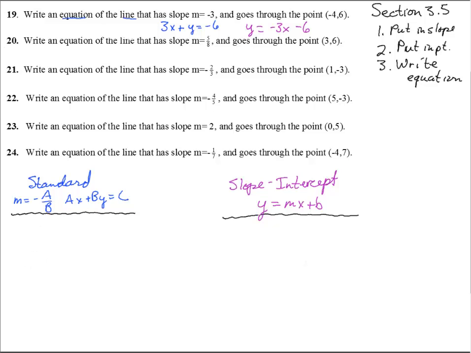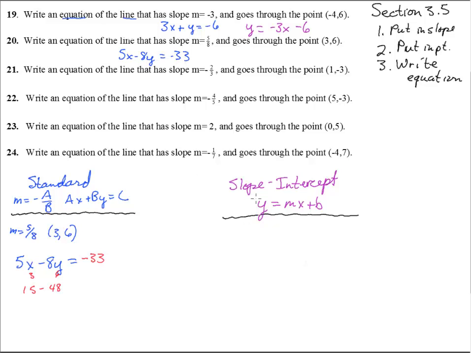Number 20. We have a slope of 5/8. And we're going through the point 3, 6. So stick in 5/8 and we get 5x minus 8y. Again, notice that this is always the opposite sign. Equals, and we don't know what it equals until we stick these numbers in. 3 goes in for x and 6 goes in for y. So we get 15 minus 48. That looks to be like -33. And then write that equation up here. 5x minus 8y equals -33.